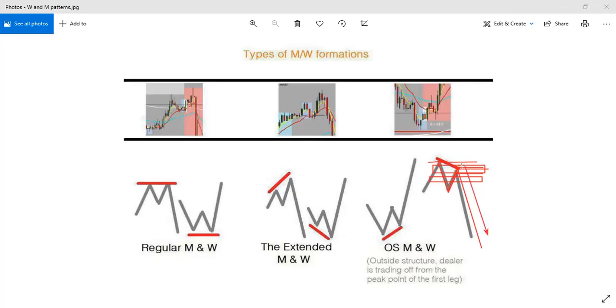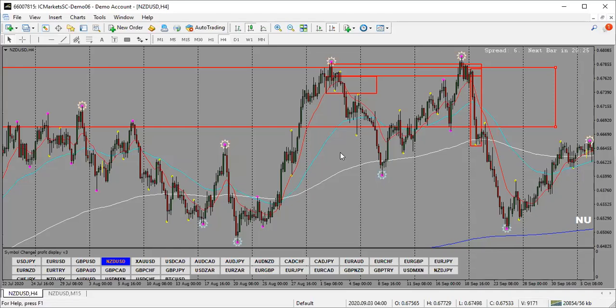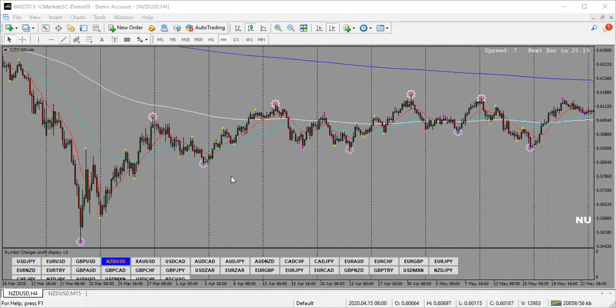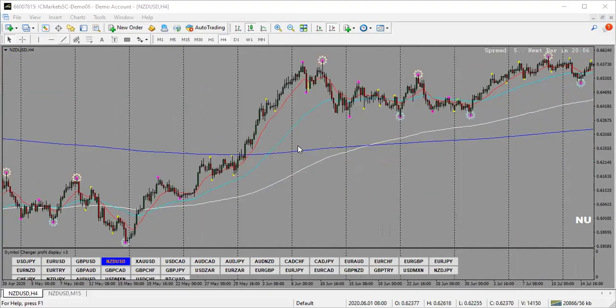This is how we use the various kinds of M's and W's in line with this method. And like I said, everything must anchor on the daily time frame demand and supply zone, bullish or bearish order block, depending on whether you're coming from the upside or the downside. If it does not anchor, no problem, you don't have to worry about that. Just make sure you have a good anchor, right?